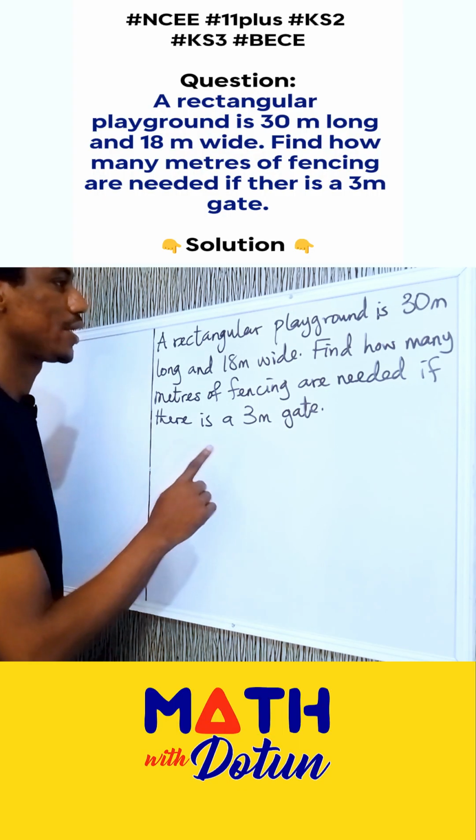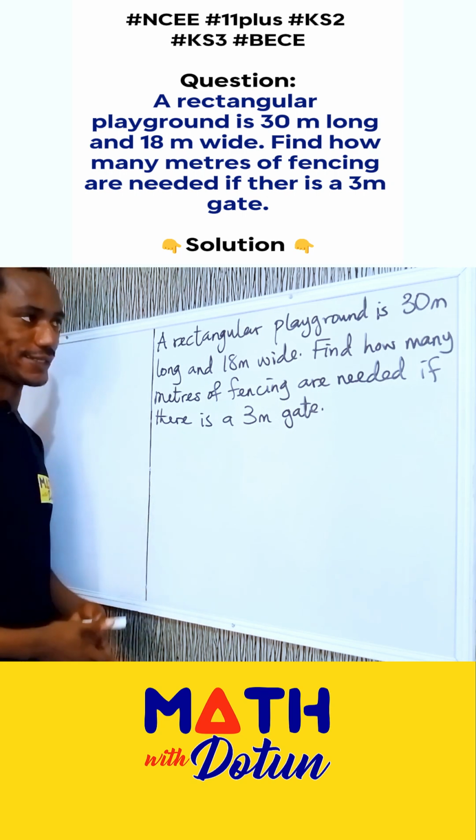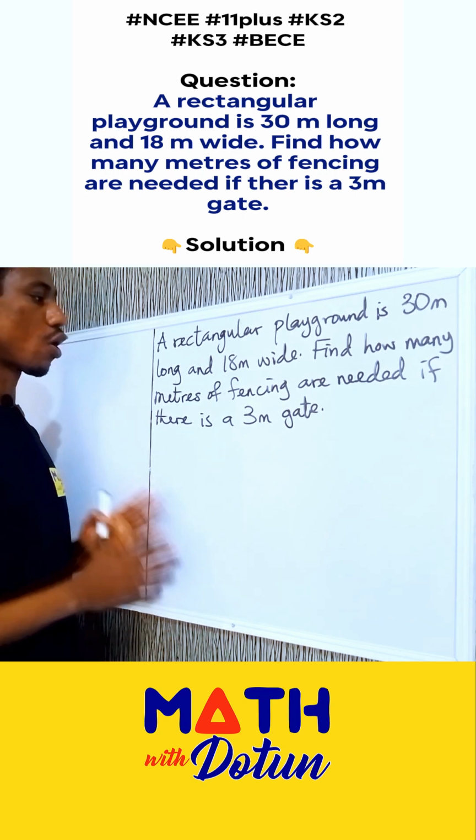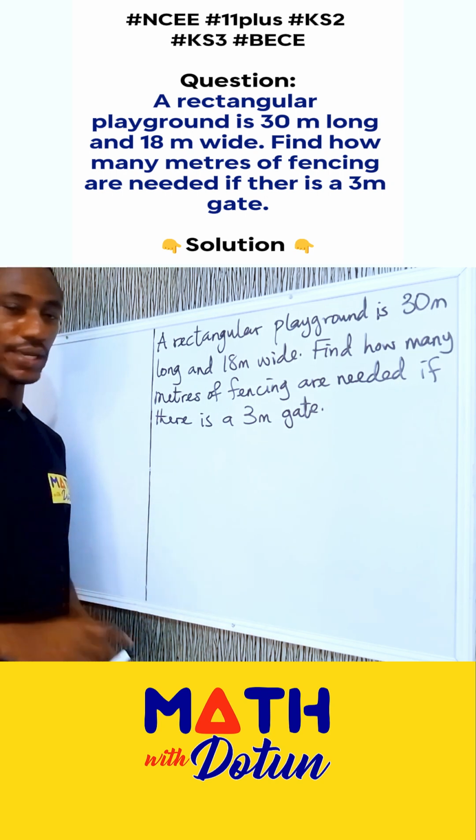A rectangular playground is 30 meters long and 18 meters wide. Find how many meters of fencing are needed if there is a 3-meter gate.